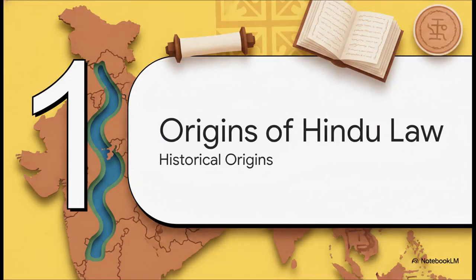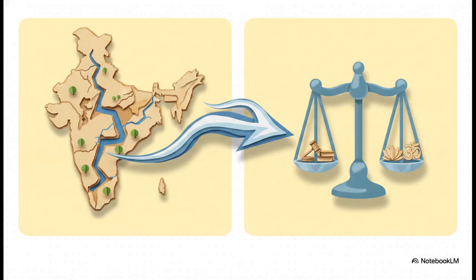Okay, Section 1, the origins of Hindu law. Let's start right at the top of that funnel with the geographical roots of the term itself. The historical shift we see here is massive. Historically, the term Hindu was entirely territorial. It simply represented the nationality for people who inhabited the Indus Valley.